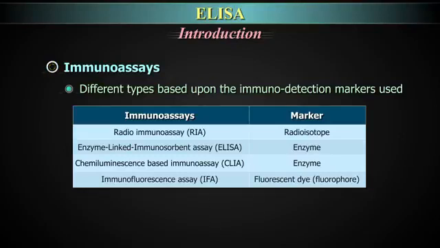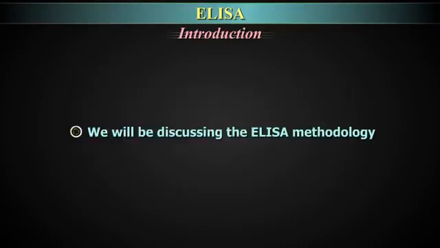When it is enzyme-linked immunosorbent assay, what we call ELISA, the marker is an enzyme. And a chemiluminescence-based immunoassay, what we call CLIA, is also having an enzyme marker. An immunofluorescence assay, IFA, has a fluorescent dye or a fluorophore as a marker. Here we will be discussing the ELISA methodology.